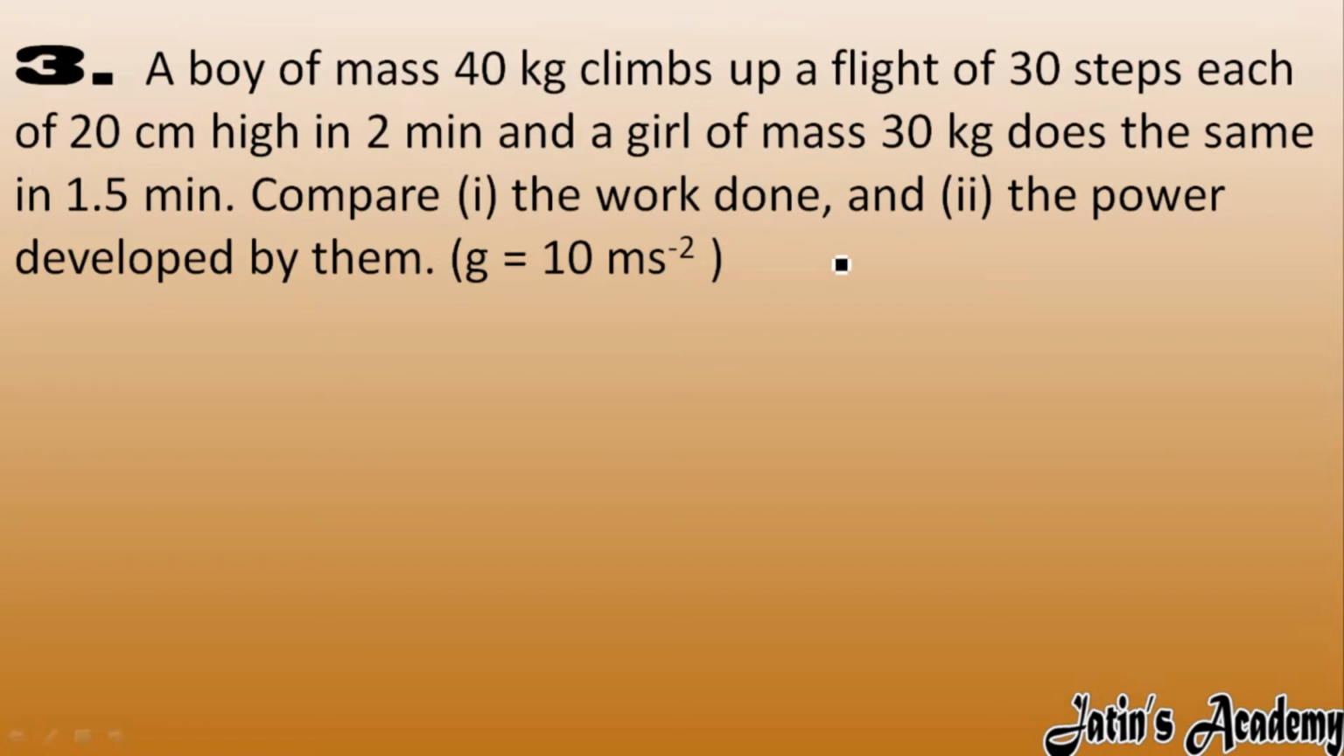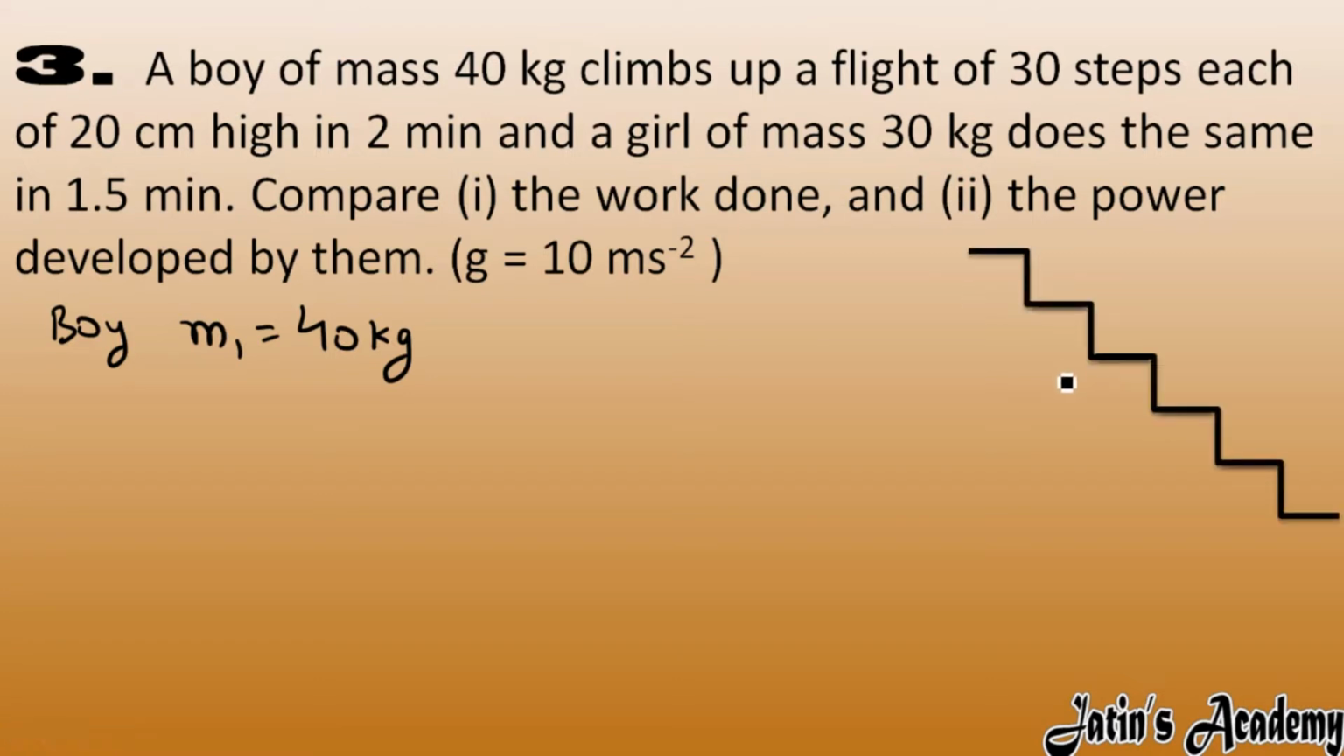Compare the work done and the power developed by them if g value is 10 meter per second square. Now carefully see, a boy whose mass is given as 40 kg climbs up a flight, which means he is walking on stairs of 30 steps. So the stair has 30 steps and each step is 20 centimeter high.